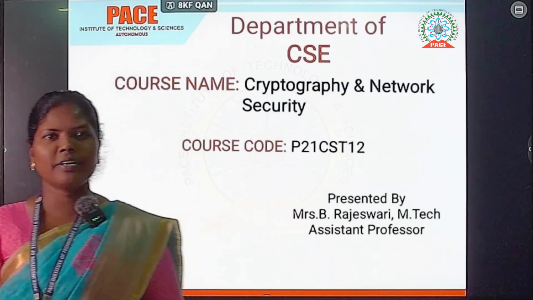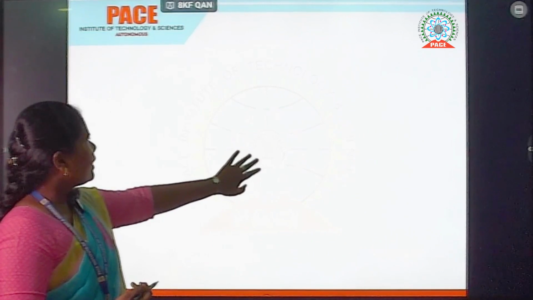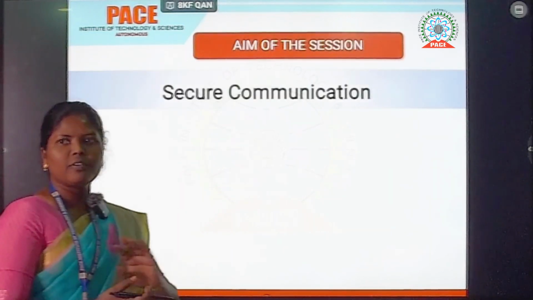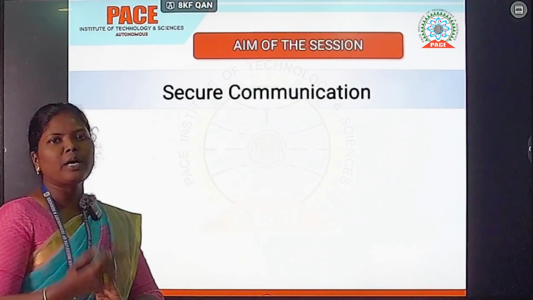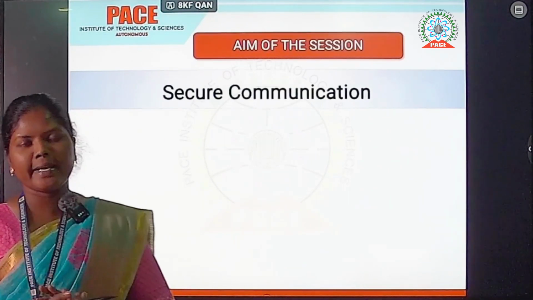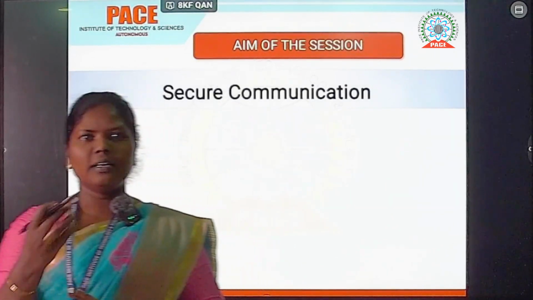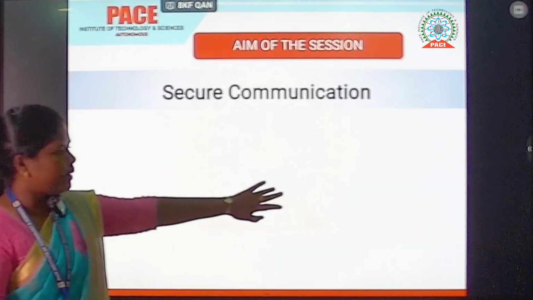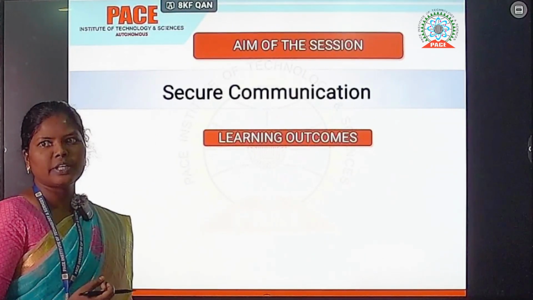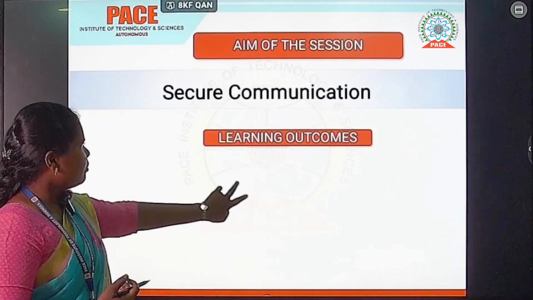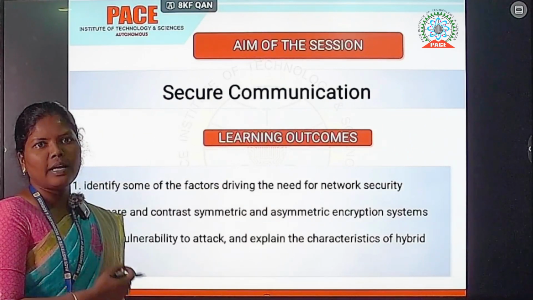On cryptography and network security, first of all we will see the aim of the session. Our aim is secure communication. Nowadays, security is the most important thing for data. Secure data is very important. That's why I chose the aim of secure communication. And in this, we have two learning outcomes.